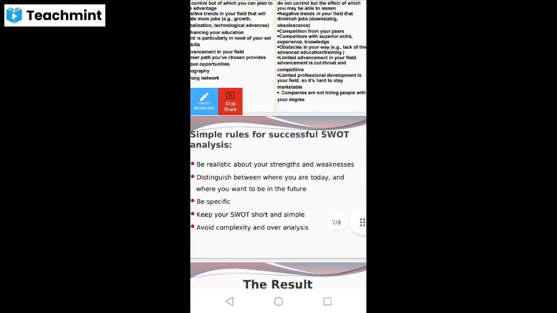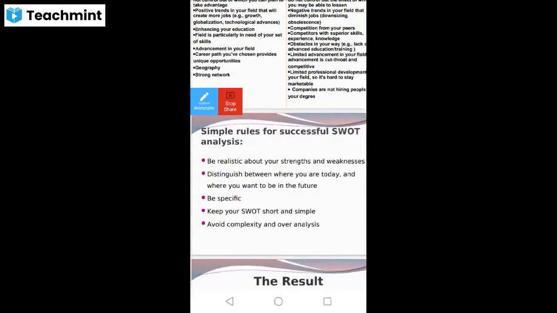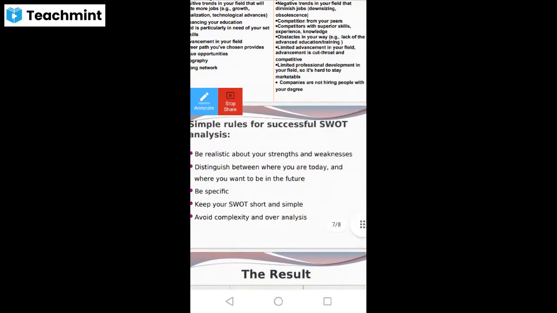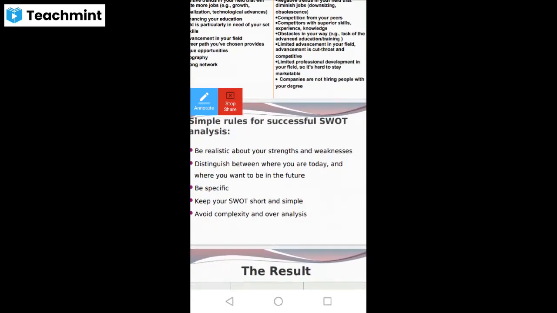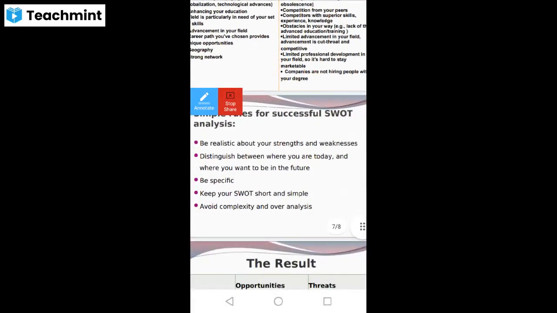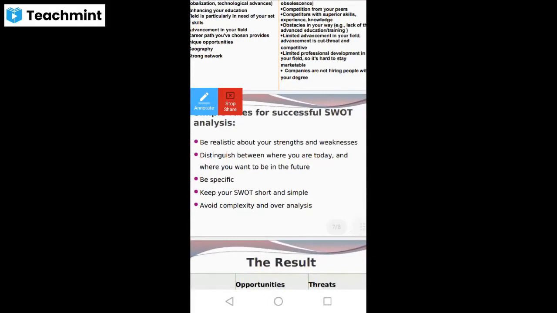Now look at simple rules for successful SWOT analysis. Be realistic about your strengths and weaknesses. Distinguish between where you are today. When you are analyzing yourself, you have to be realistic: what kind of strengths you have, what kind of weaknesses you have. Distinguish between where you are today and where you want to be in the future.